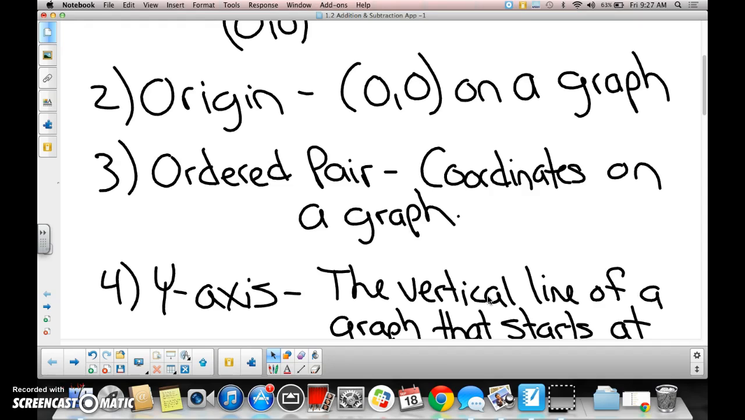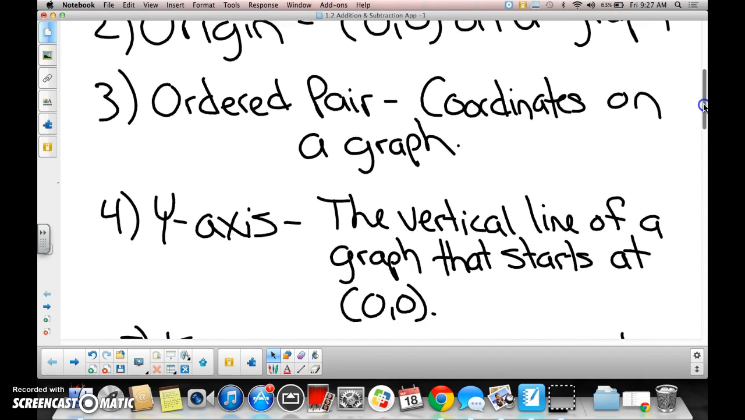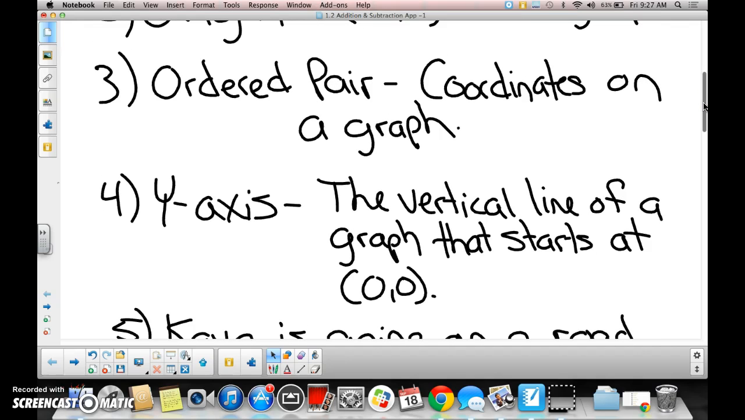And then the last vocab word that you're putting down into your notes, because hopefully you're taking notes, would be y-axis. Again, a review. Y-axis is the vertical line of a graph that starts at the origin, 0, 0, or we called it home in the graph we're going to be working on, and it's point 0, 0. Okay? Get those into your notes.